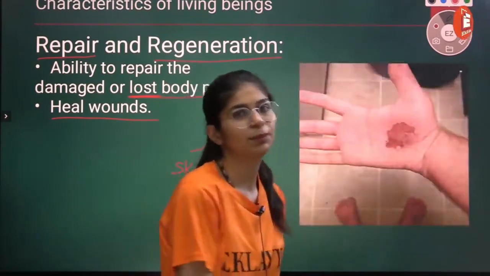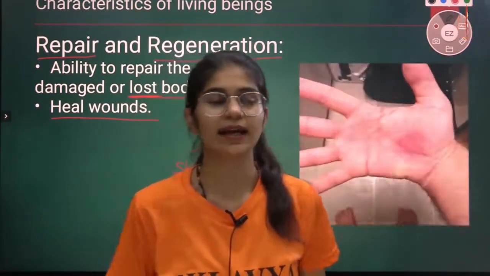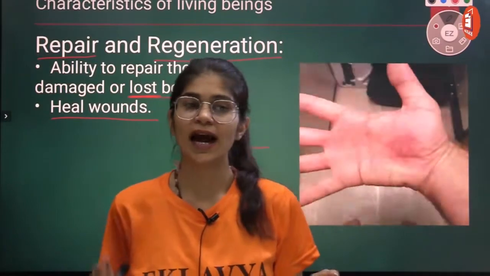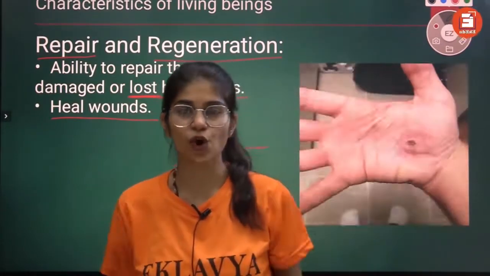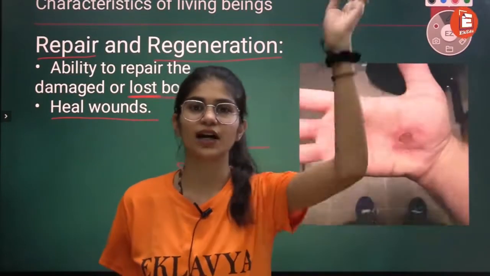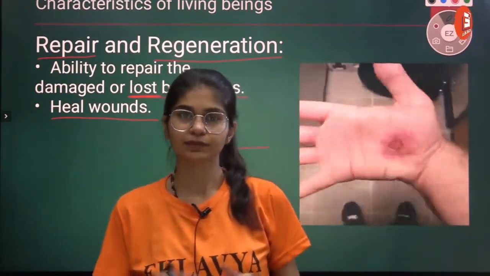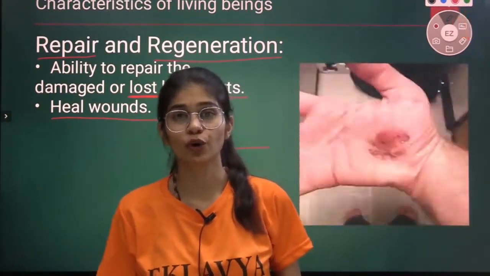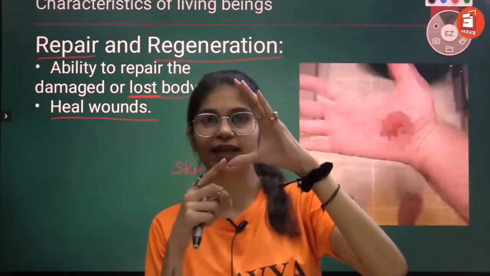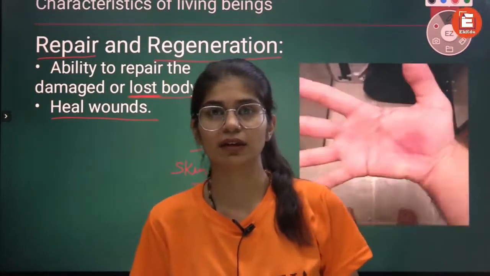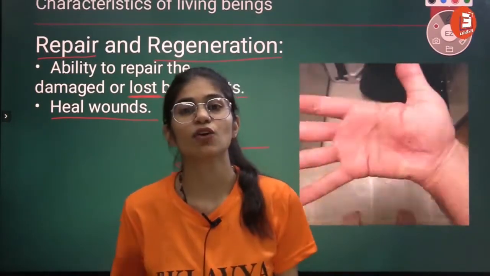But then I keep the plant outside in the sunlight. I water it timely. I give it all the fertilizers that it needs. I give it good soil. What will happen? The plant will start to grow. So an organism which was about to die is now starting to grow again. So this is the kind of repair plants can also show.